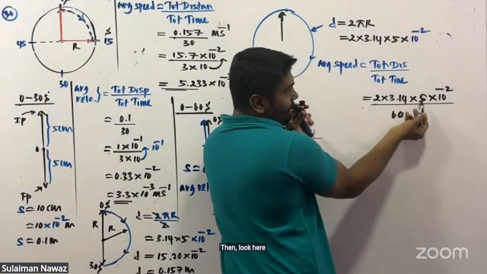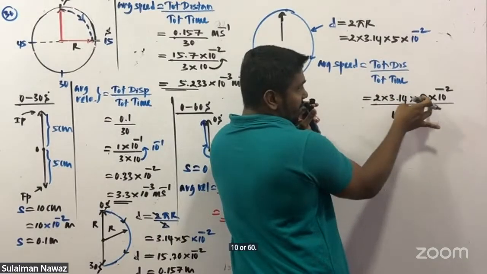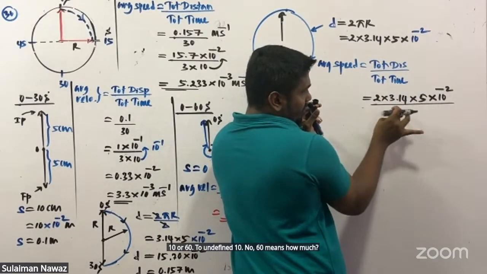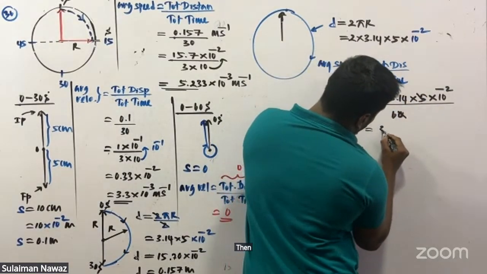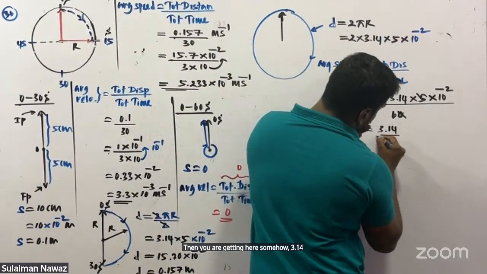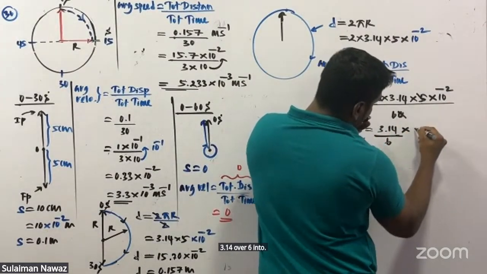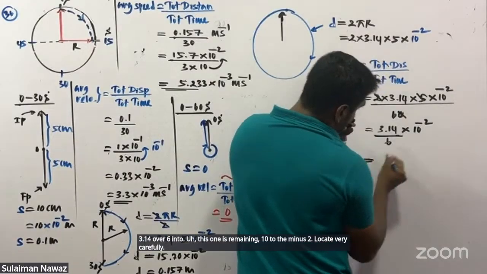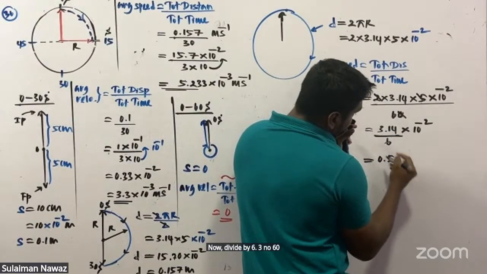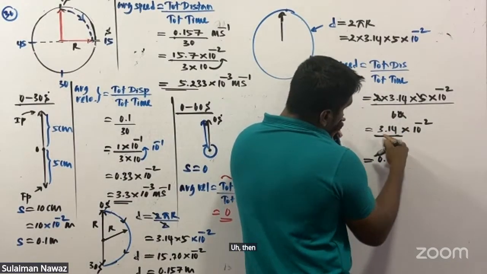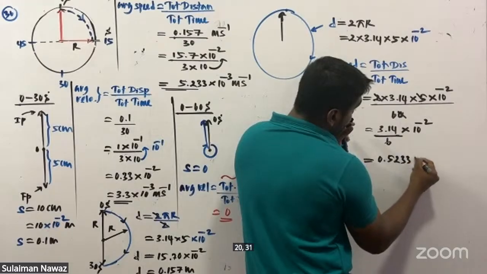Look here: 2 into 5 means 10. 10 over 60 means 1 over 6. The 0s cancel out, so you get 3.14 over 6, into 10 to the power minus 2 which is remaining. Now divide by 6: 3.14 divided by 6 gives 0.5233, into 10 to the power minus 2.